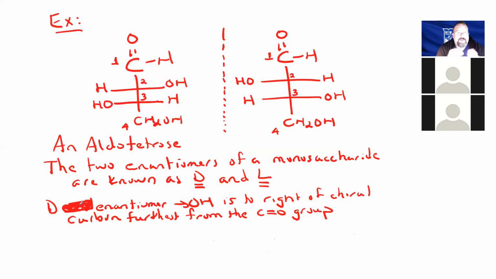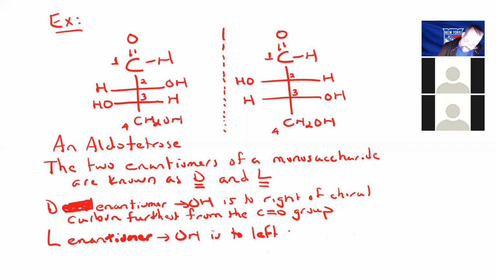to look at. And the carbon that's been chosen to do that, and there's some other rationale to it, of course, is that we look at the OH on the chiral carbon furthest from the C double bond O group. If that OH is to the right of that chiral carbon, then you have the D enantiomer. For the L enantiomer, the OH is to the left of the chiral carbon furthest from the C double bond O group.